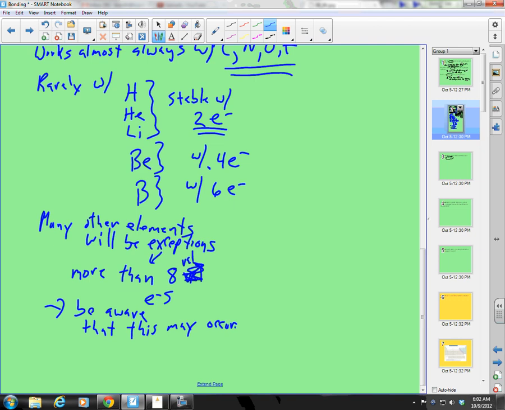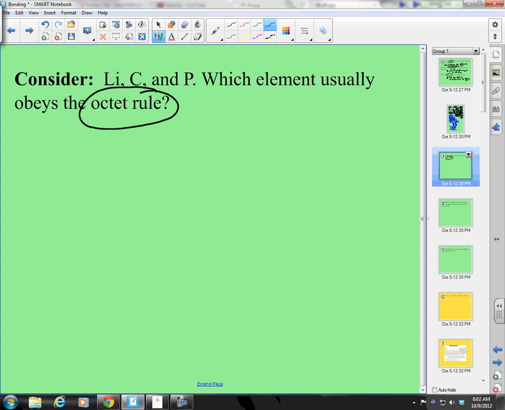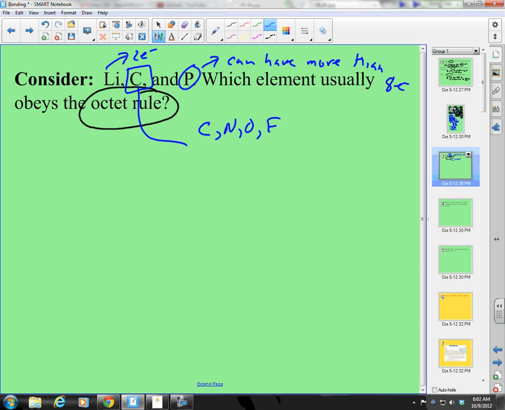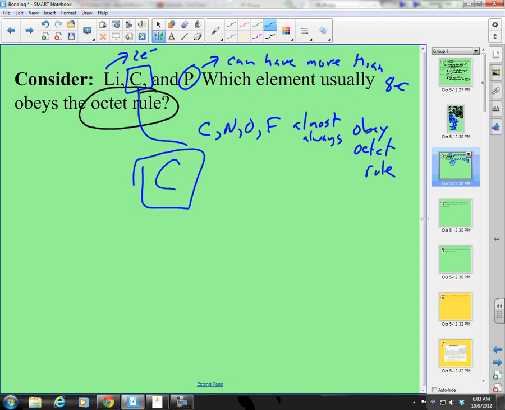So, let's go back, see if we can answer our question here. Lithium, carbon, phosphorus. Which element usually obeys the octet rule? Well, we said lithium, stable with 2. I just said phosphorus can have more than 8. Doesn't always. Sometimes it has 8. And what did I say about carbon? I said carbon, nitrogen, oxygen, and fluorine almost always obey octet rule. So our answer would be carbon. Yes? All right. Great.